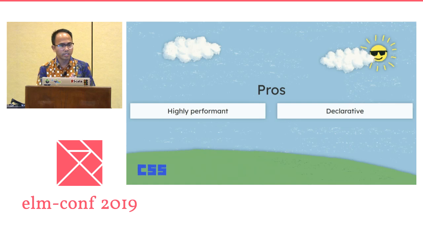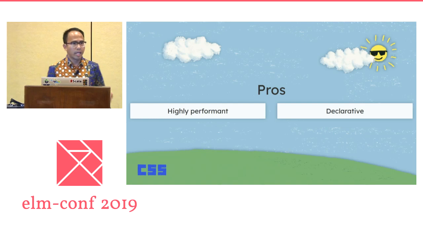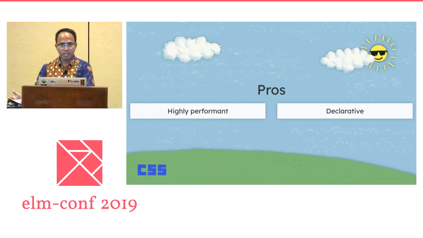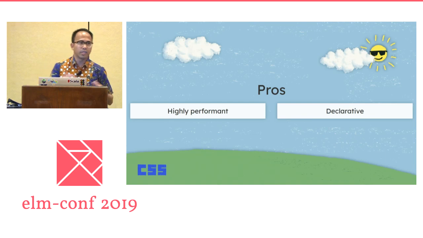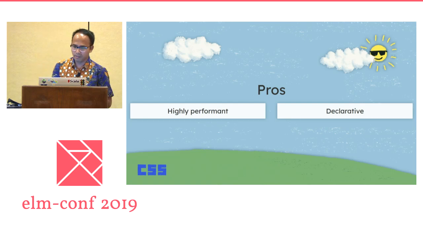So what are the pros of this approach? I would say it's highly performant because it uses the browser animation engine, so CSS keyframes. The browser knows how to optimize all of this animation, so we just get that for free. We don't need to do some magic coding to make it performant. Just let the browser handle it.